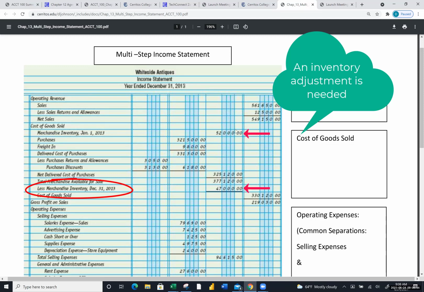$52,000 that we started with at the start of the year is no longer a valid number. And so this inventory adjustment that we'll be talking about shortly takes the old inventory out. We're actually going to zero out the inventory account in a moment and put the new physical count in.